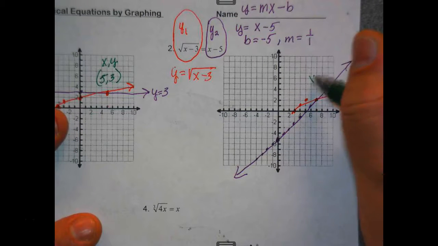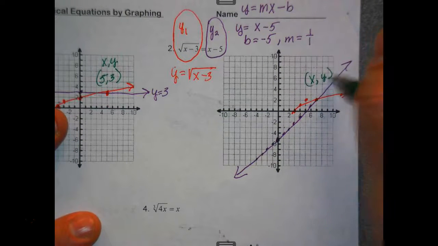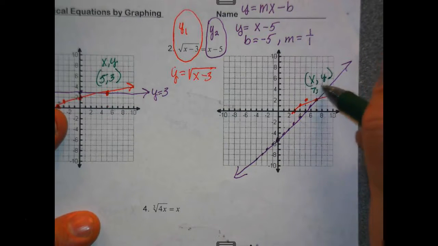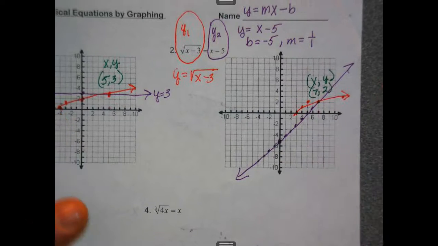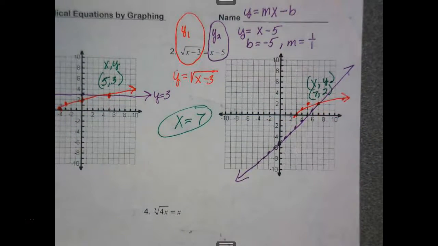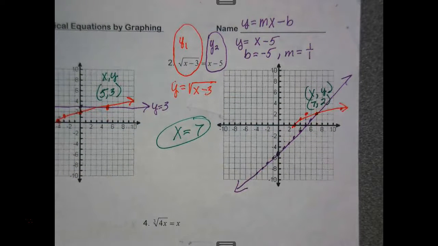Okay, here's my XY coordinate. And my X is 7. And my Y is 2. What's my solution? Wonderful. See how easy that is? I don't mean to insult your intelligence with this easy work. I'm so sorry.